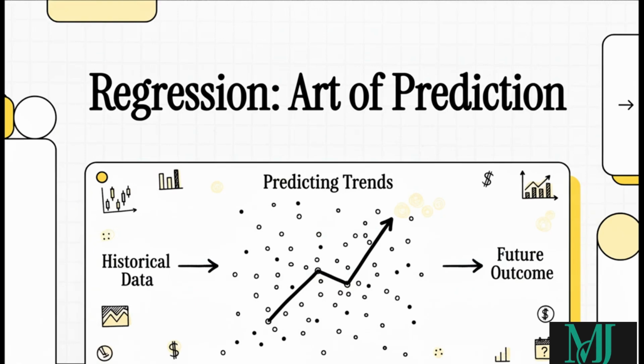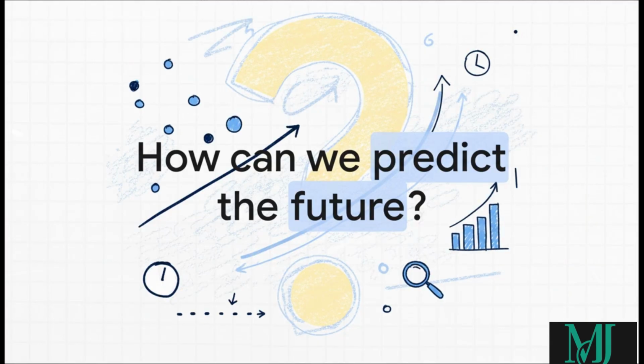Alright, so let's talk about one of the coolest, most powerful ideas in all of data science, regression. We're going to go on a little journey here to see how some simple math becomes this amazing tool that can, well, kind of predict the future. It really all boils down to this one question humans have been asking forever. How can we know what's coming next?